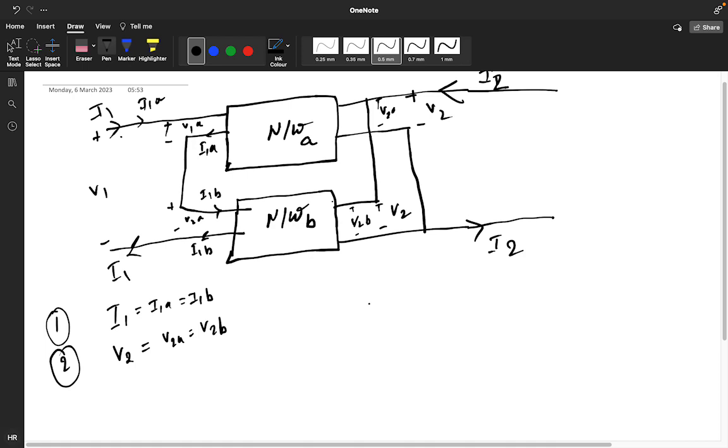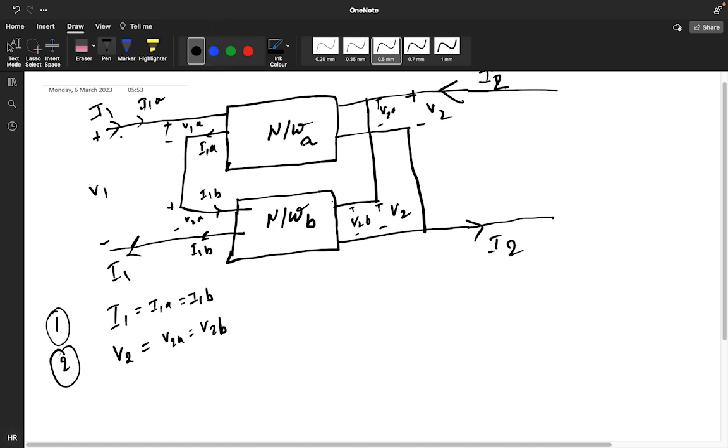So have you tried this by yourself? How the derivation will come? Anyone? Has anyone tried this one? Okay, if you have not tried, then see.